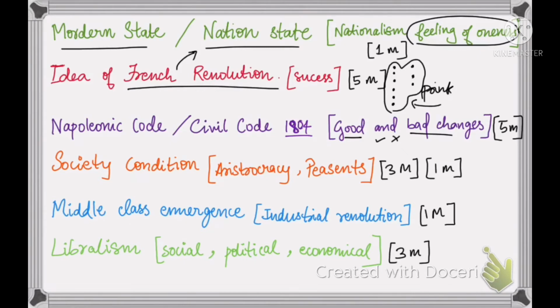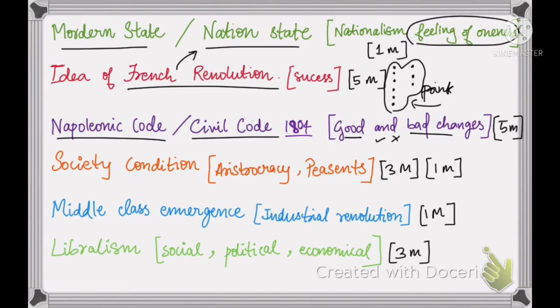He improved the transport and communication system. He made several uniform laws, weights, measures, and he made the national currency also uniform. So these were the features of Civil Code of 1804 or Napoleonic Code of 1804. It's important to learn again.